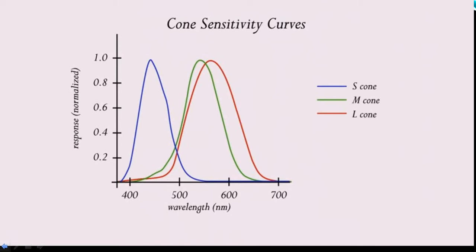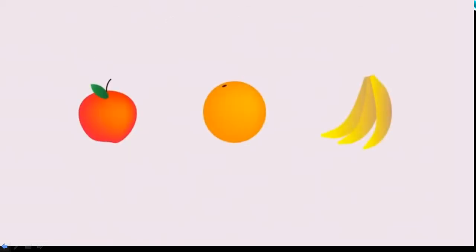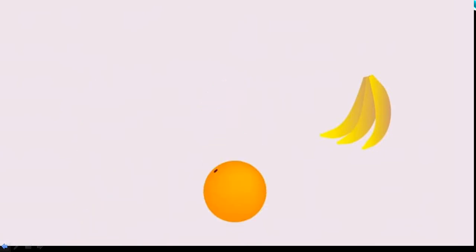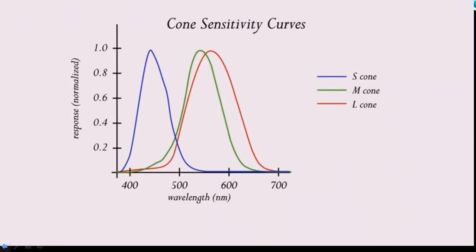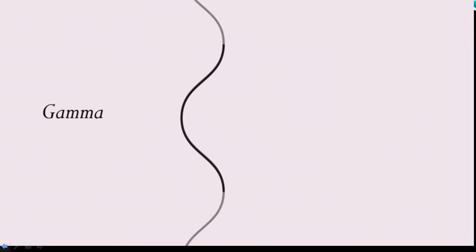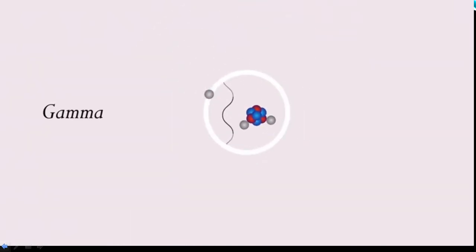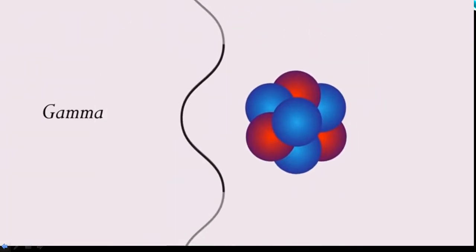Interestingly, we have more cones sensitive to red light, meaning our vision is best for warmer colors like reds, oranges, and yellows. However, our cones aren't sensitive to light with wavelengths shorter than 400 nanometers or longer than around 700 nanometers. For example, a gamma wave's wavelength is about the size of an atomic nucleus, which is much too short for any of our 3 types of cones to sense.